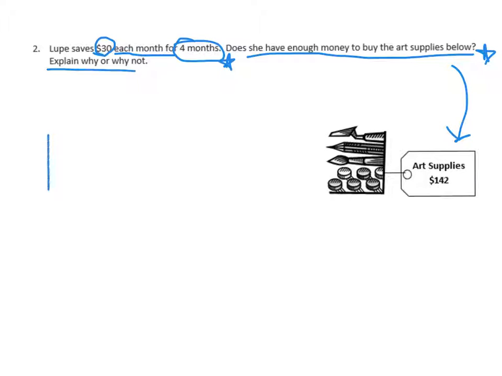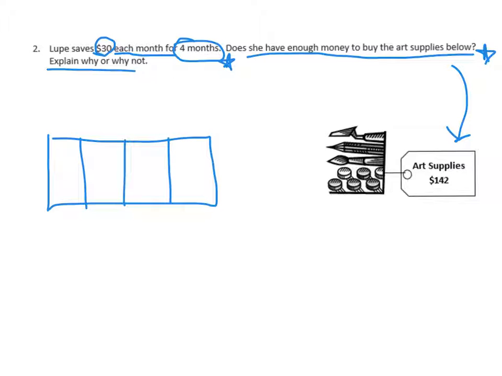So let's draw a tape diagram. It says that Lupe saves $30 each month for 4 months. So since there are 4 months, I'm going to divide my tape diagram into 4 parts. It says that she saves $30 for each of those months. So I'm going to write $30 in each of the pieces of tape.